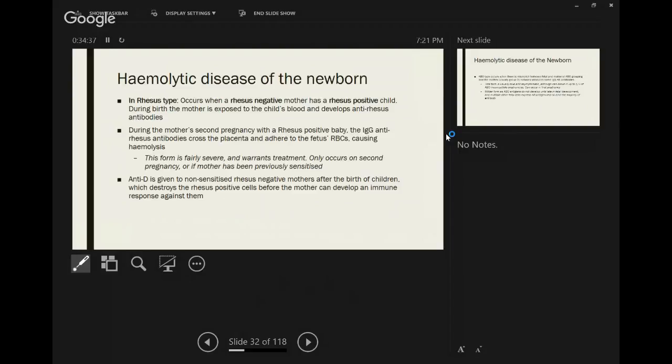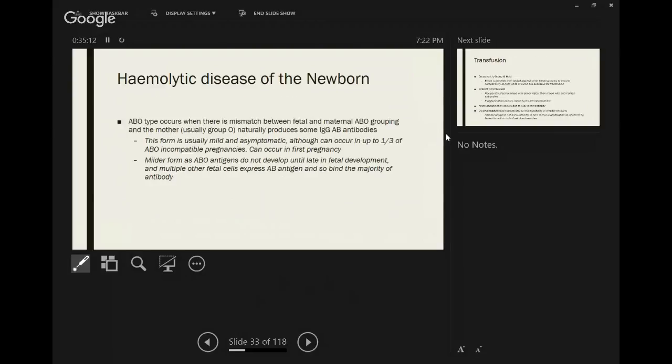It's fairly severe and warrants treatment, but it also gets worse with each successive pregnancy if you don't contract it. So what we do is we give anti-D. We give it at 28 weeks, but most importantly, we give it at birth of their rhesus-positive children. So what that does is it destroys the rhesus-positive cells before the mother can develop an immune response against them, and that prevents the mother from being sensitized, which prevents the baby from developing hemolytic disease in the newborn.